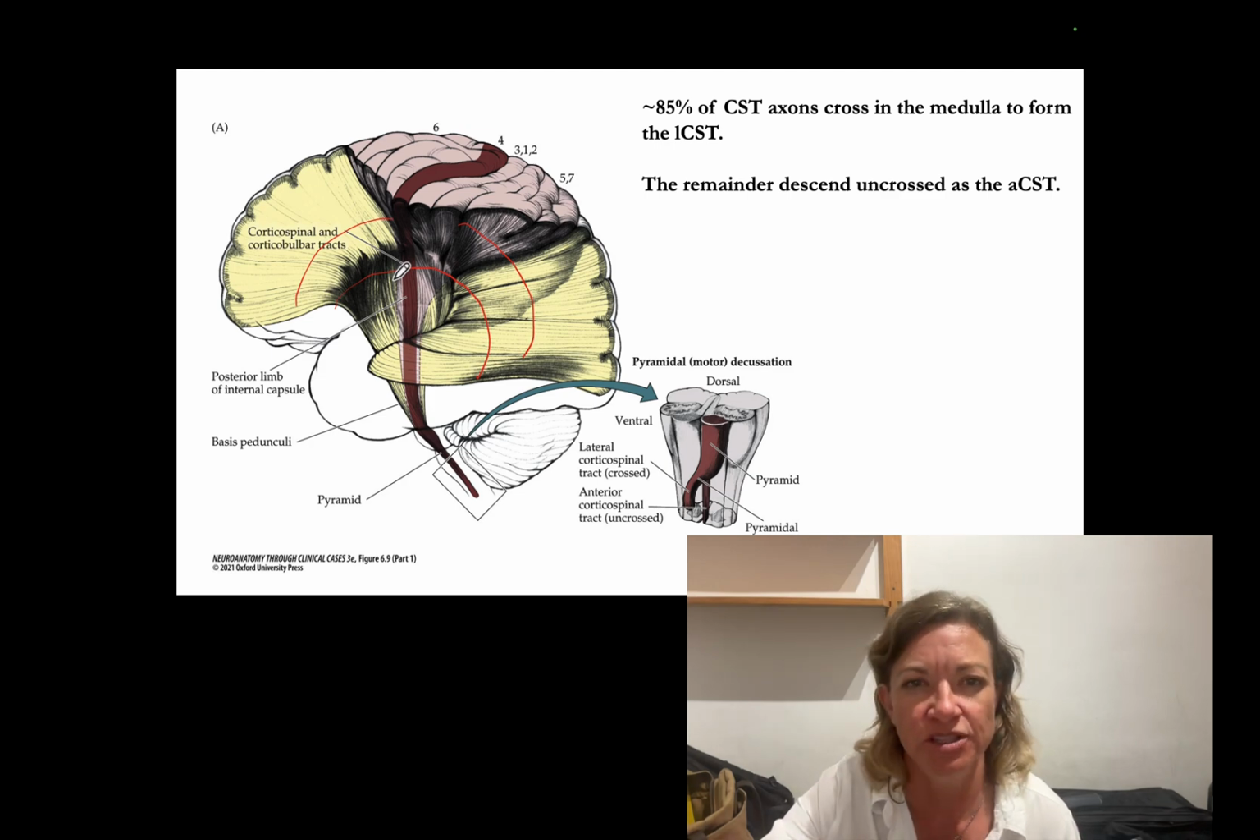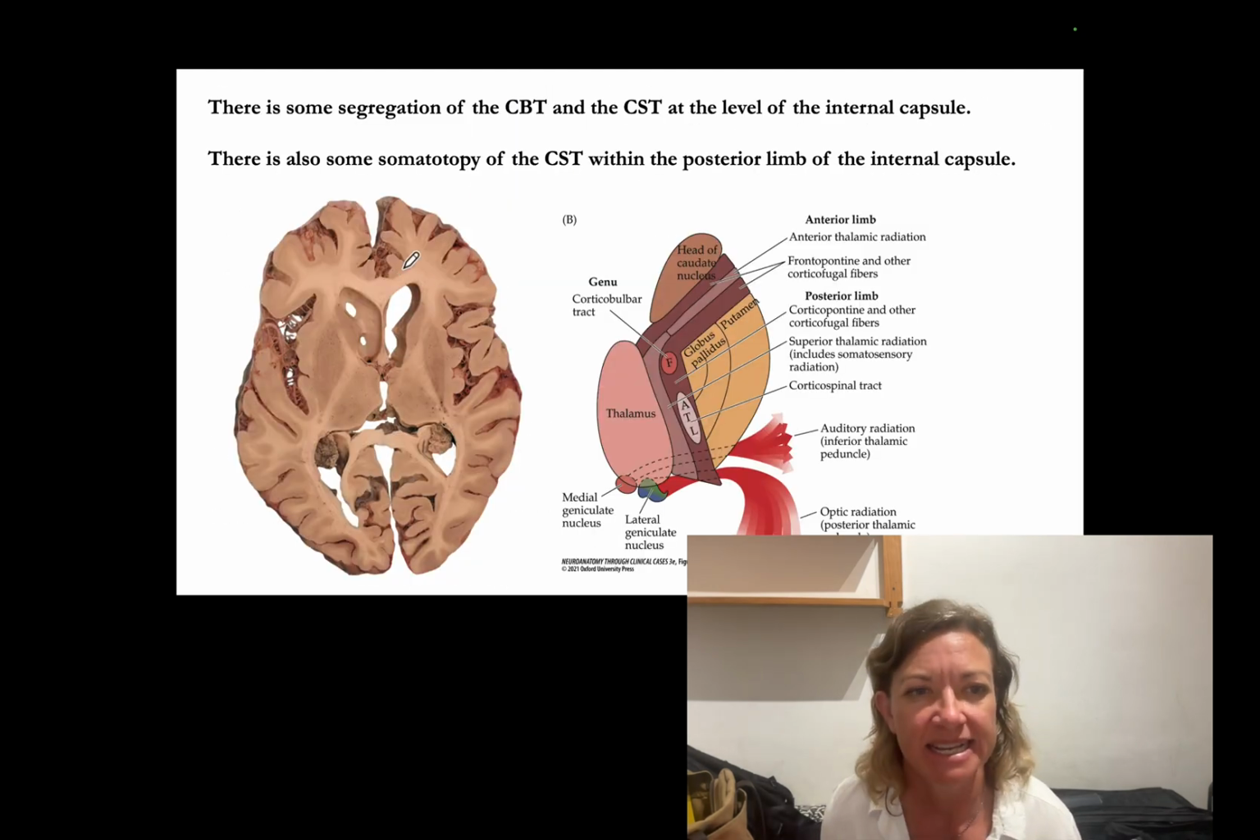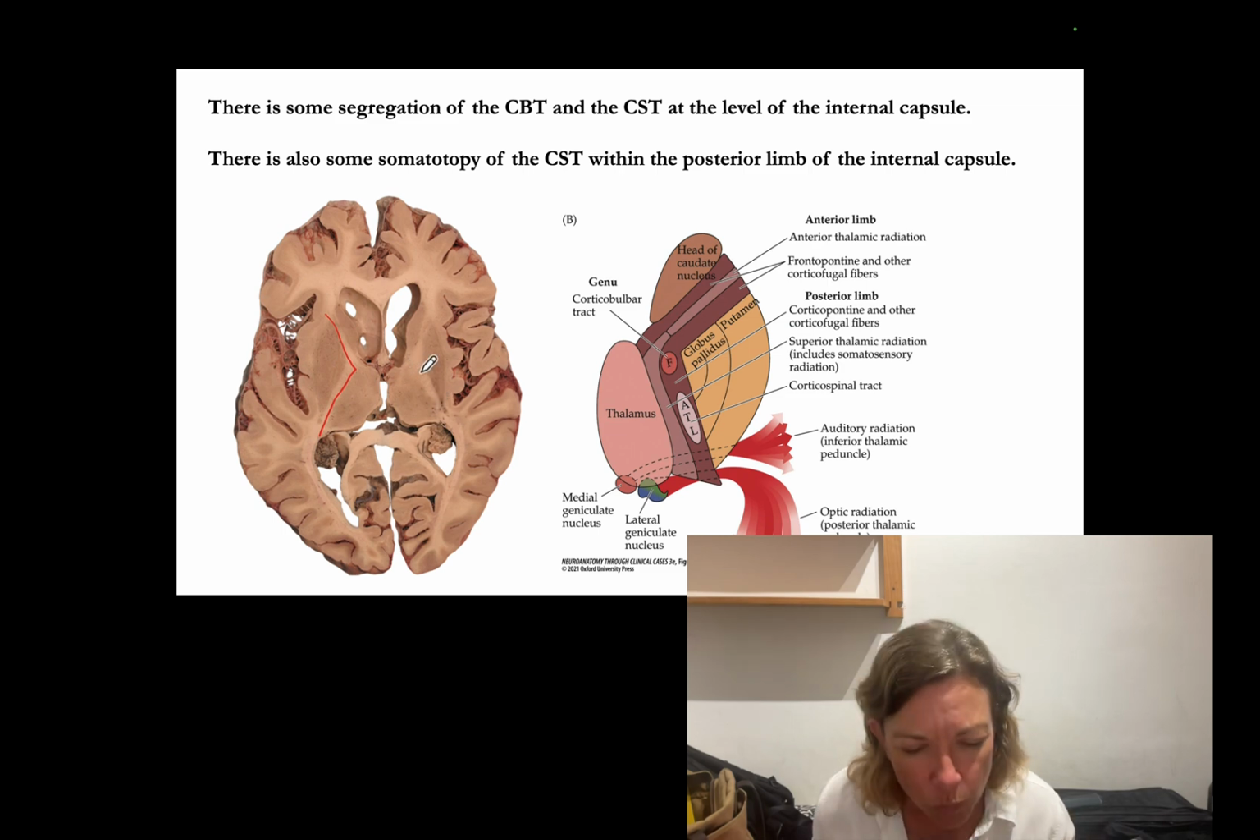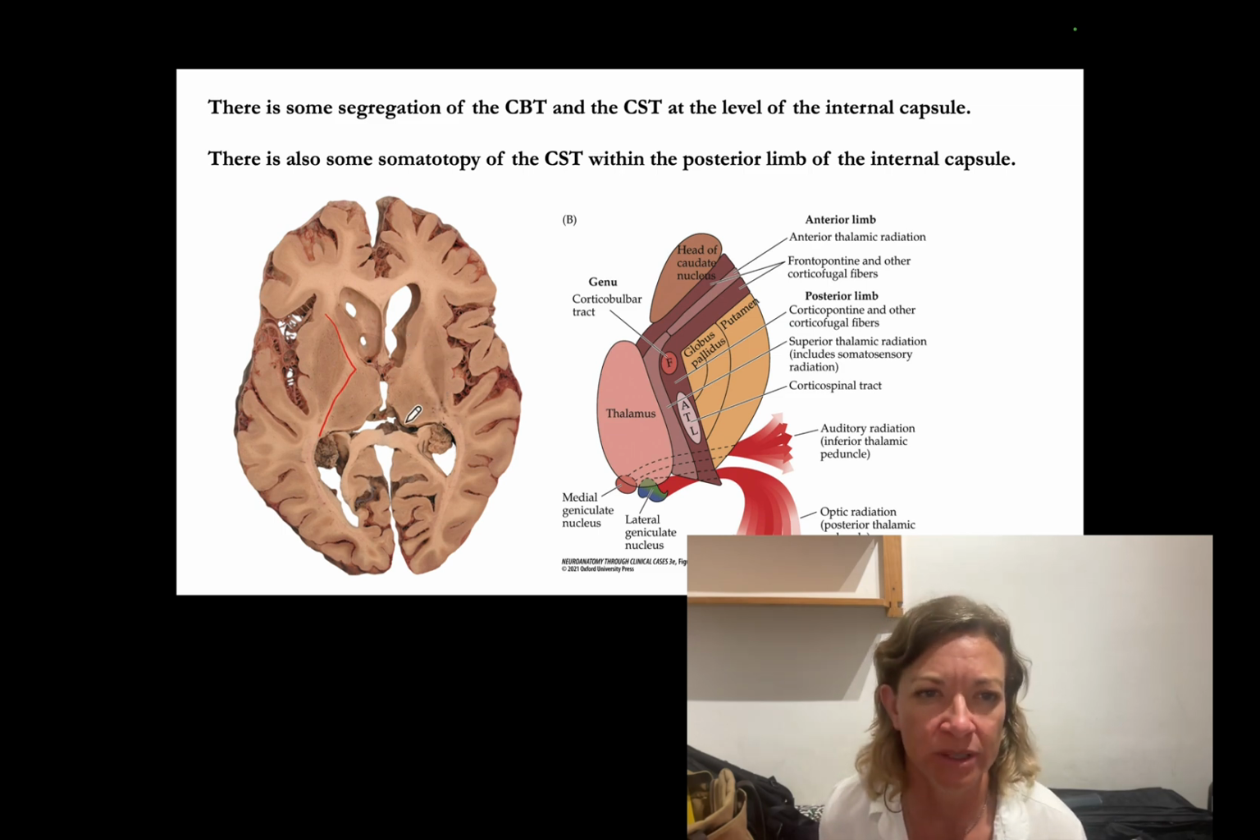What that internal capsule looks like in transverse section is this characteristic white matter V here. And so that white V you can see bilaterally is squishing axons in amongst the deep brain nuclei. And so it's sandwiched by the lentiform nucleus laterally. I always remember lentiform lateral to internal capsule. By the thalamus at the back medially, and by the caudate at the front medially. So caudate, thalamus, lentiform, and between them is the white matter of the internal capsule.